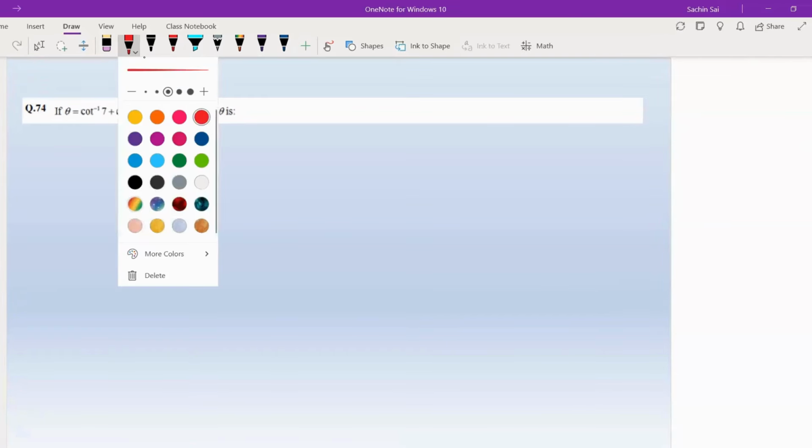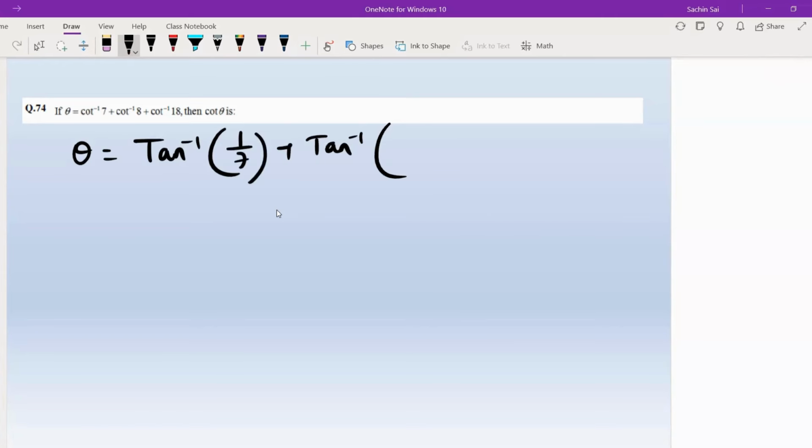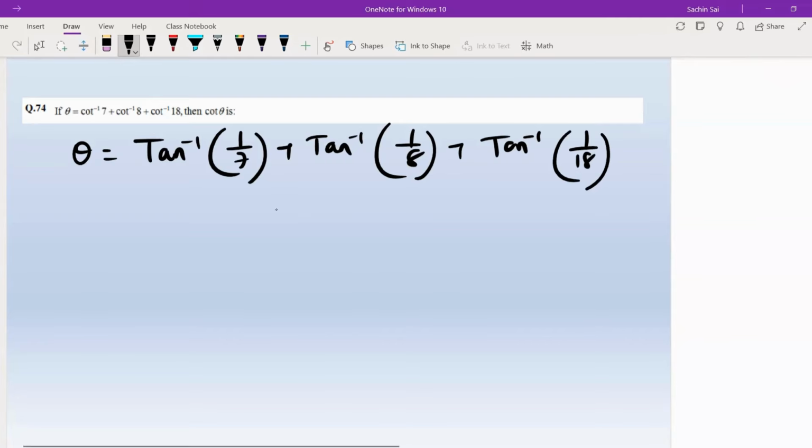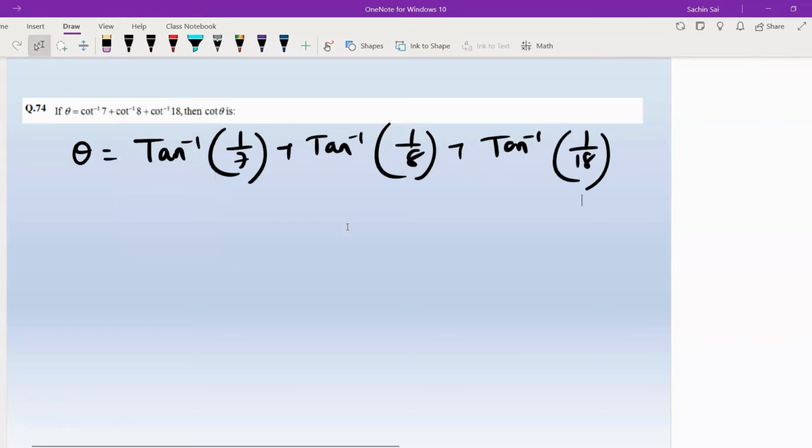Question 74 is again similar to the one we solved earlier. Whenever possible, convert everything in terms of tan inverse. So you have theta is tan inverse 1 by 7 plus tan inverse 1 by 8 plus tan inverse 1 by 8. So here you can use that method we used earlier. Simplify any 2 terms first and then use that result to combine that with the third term. So here you can use tan inverse x plus tan inverse y.